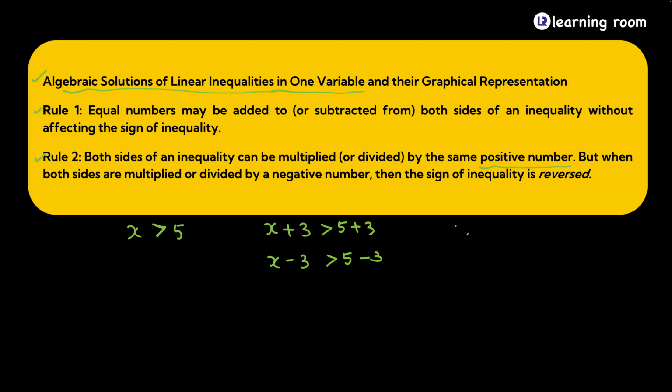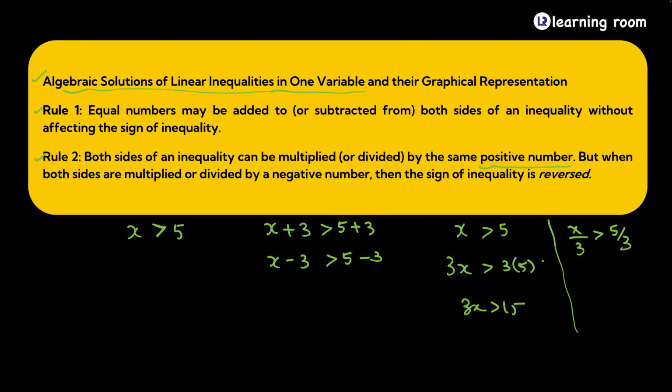Meaning, if x is greater than 5, if I multiply with 3 on both the sides, then 3x is greater than 3 into 5, which is 15. So that is 3x is greater than 15. Or what I can do is I can divide it with the positive number. x by 3 will be greater than 5 by 3. It is undisturbed. So what will happen in this scenario is the sign of the inequality will not change. Whereas if you multiply or divide it with a negative number, the sign of the inequality will change.